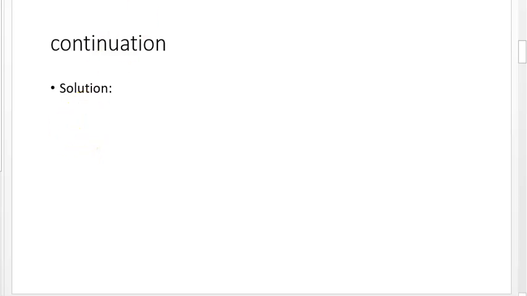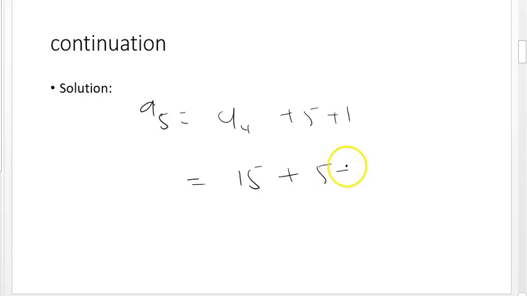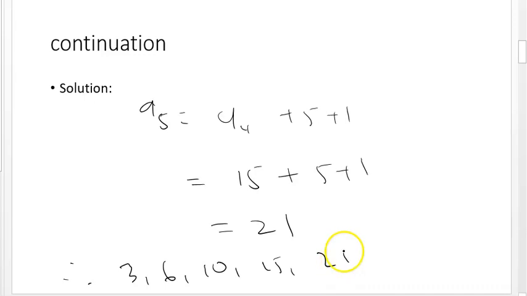Then the next term is a5. So a5 equals a4 plus 5 plus 1. Now a4 is 15, so 15 plus 5 plus 1, that is 21. So therefore, the terms of the sequence are a1 is 3, followed by 6, followed by 10, 15, 21.